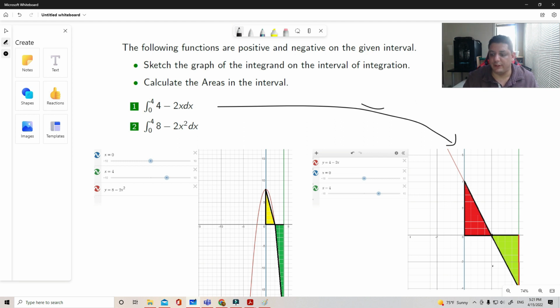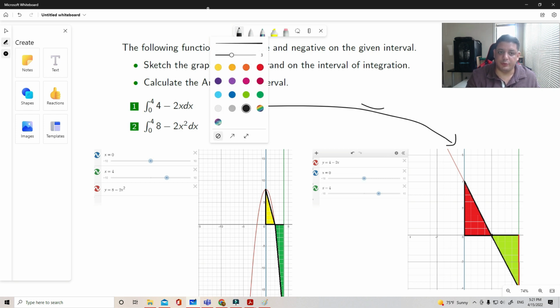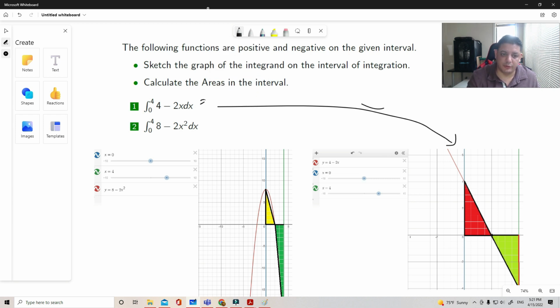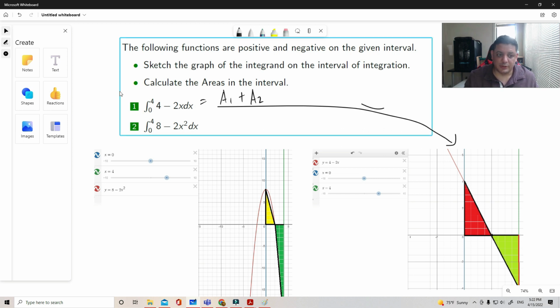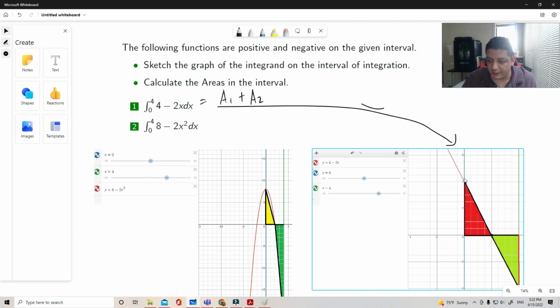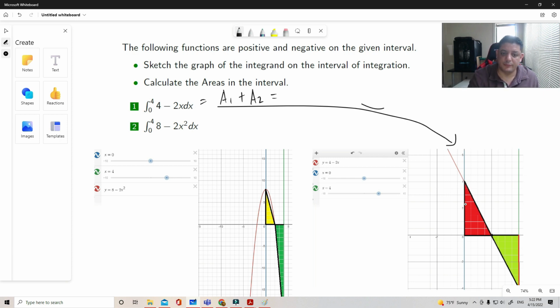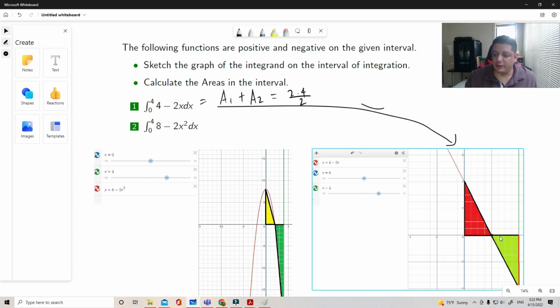is going to have a piece of the area above the x-axis and another piece of the area below the x-axis. Now we can approximate that area with the sum of the areas of two triangles. So area 1, which is above the x-axis, plus area 2. Now area 1, notice, is going to have base 2 and height 4. So it's 2 by 4 divided by 2. And similarly, the area below the x-axis is also going to have base 2, height 4.